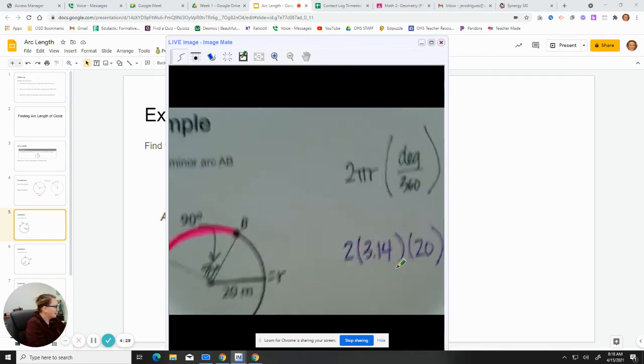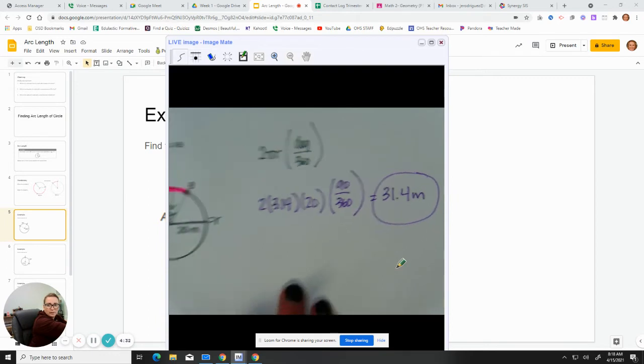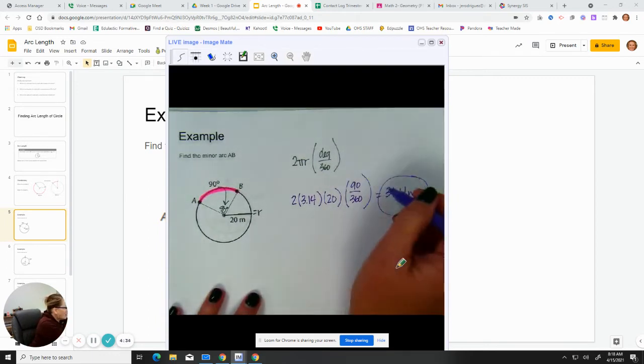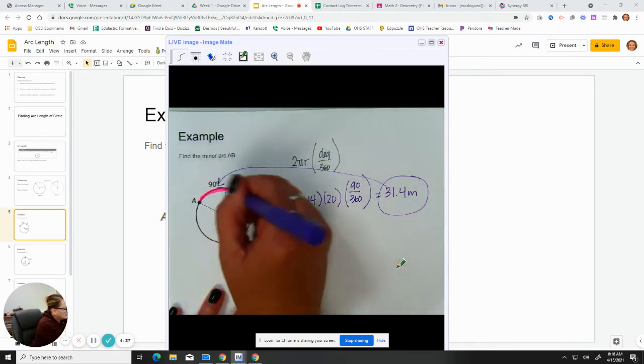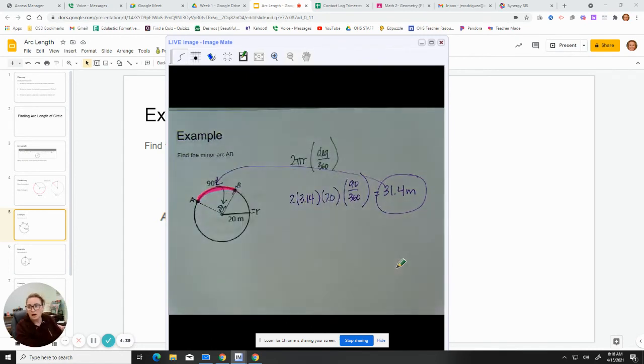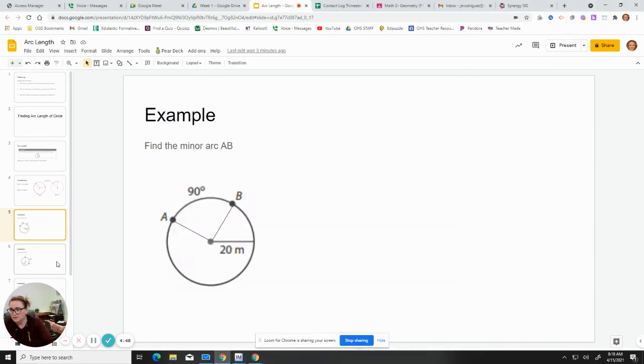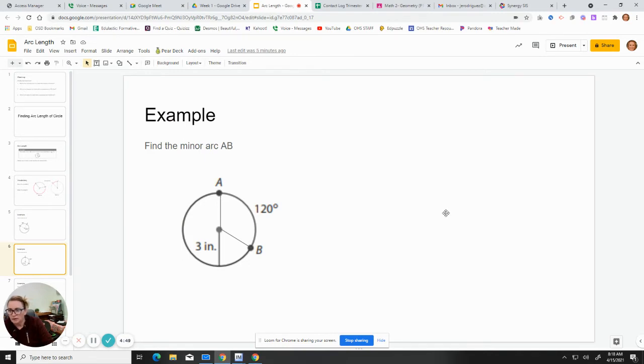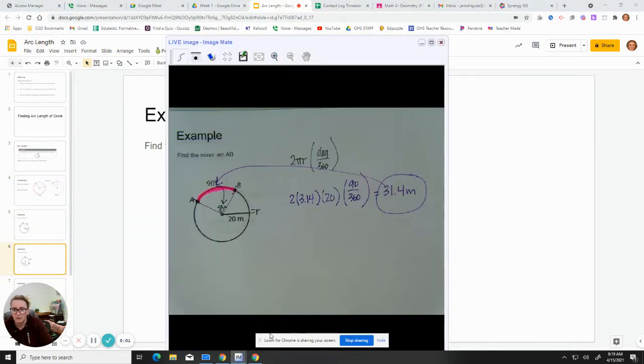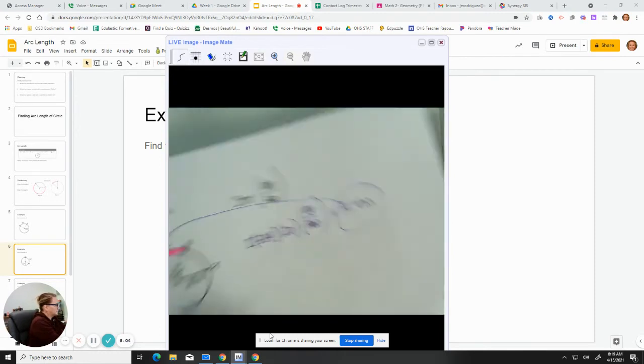And so that, sorry, I probably should zoom out a little bit, 31.4 meters, that's how big this little pink section of our circumference is. We're just looking for that small little section. Okay, so let's work on another one. All right. So for this one again, it shows us that we have a radius, and it shows us that we're looking at this arc right here, this minor arc right here. So let me pull this one up.